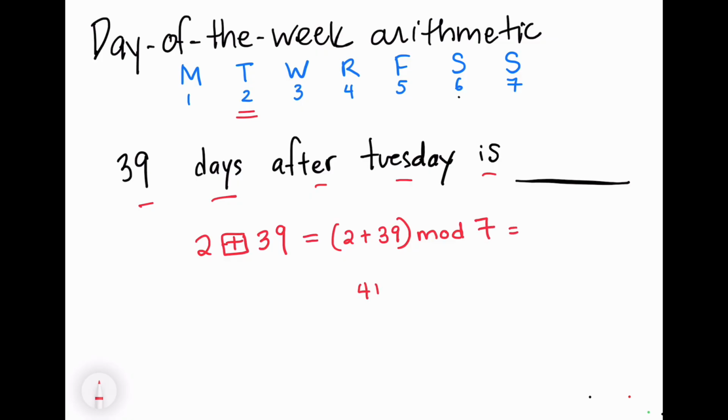So 41, if it is divided by 7, I get 7 times 5 is 35, so we get a remainder of 6. So this is 6. So that gives us the answer: the 6th day is Saturday.